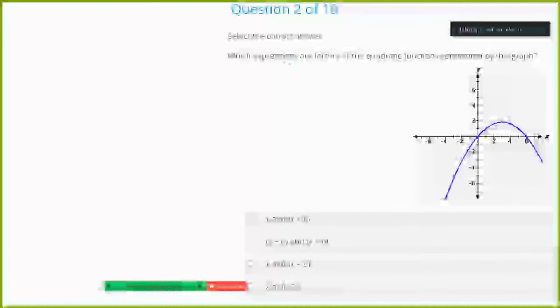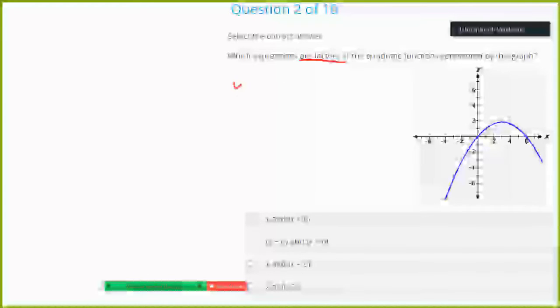Okay, which expressions are factors of the quadratic function represented by this graph? I hope that's large enough for you all to see. How do we find the factors using the graphed picture, the function graphed? Any thoughts? Any ideas? Remember, what do they mean by factors?